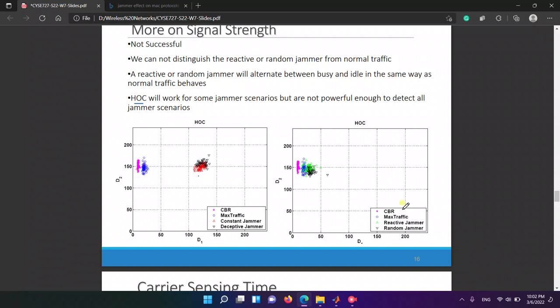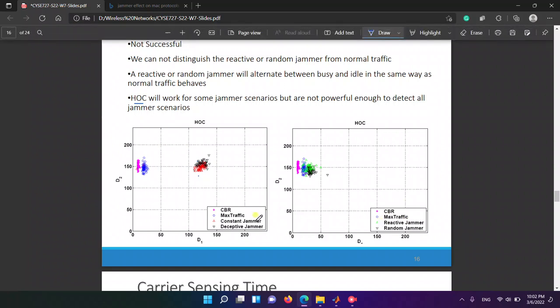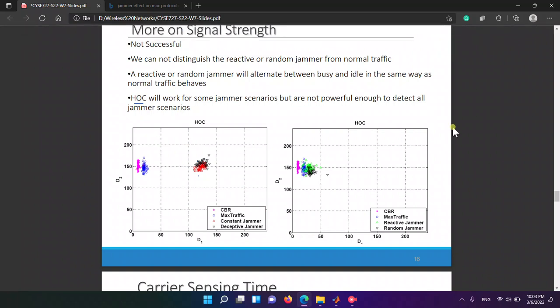hawk curve. And this one is the same, but here they're using a reactive and a random jammer. هون deceptive وهون constant. هون reactive و random jammer. فالreactive والrandom بتحسوا انه مش كتير عمل فرق. يعني فاهمين علي انه it works for this but it doesn't work for this. It's not perfect. So it works, the hawk works for the deceptive and constant jam.